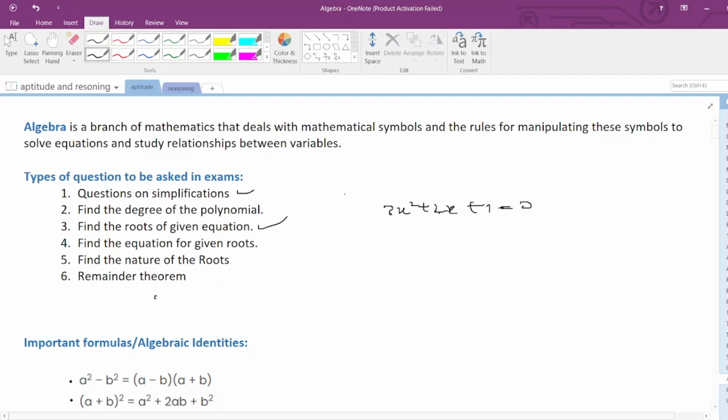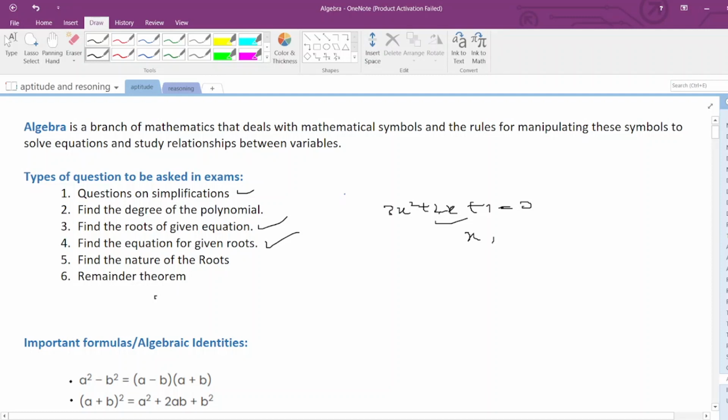So the next one is find the roots of given equations. Hope you already know how to do factorization and all. Okay, if you know that, it will be easy to find the roots. Otherwise you have to follow the formula. And the next is find the equation for the given roots. See here, they will give this kind of equation and we have to find the roots. But in the fourth one, they will give the roots and we have to find the equation. Okay, it's vice versa.